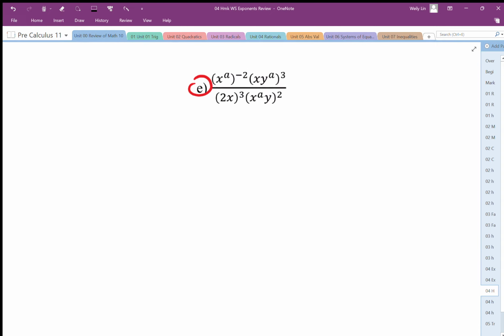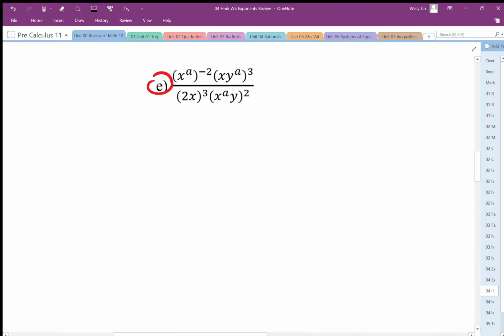Question E asks us to simplify this exponential expression. So the first thing I'm going to do in this is I'm going to work out the outside brackets. So when I have x to the power a to the power negative 2, that's a power to power situation, so I'm going to multiply those powers. So here I end up with x to the power negative 2 groups of a is negative 2a.